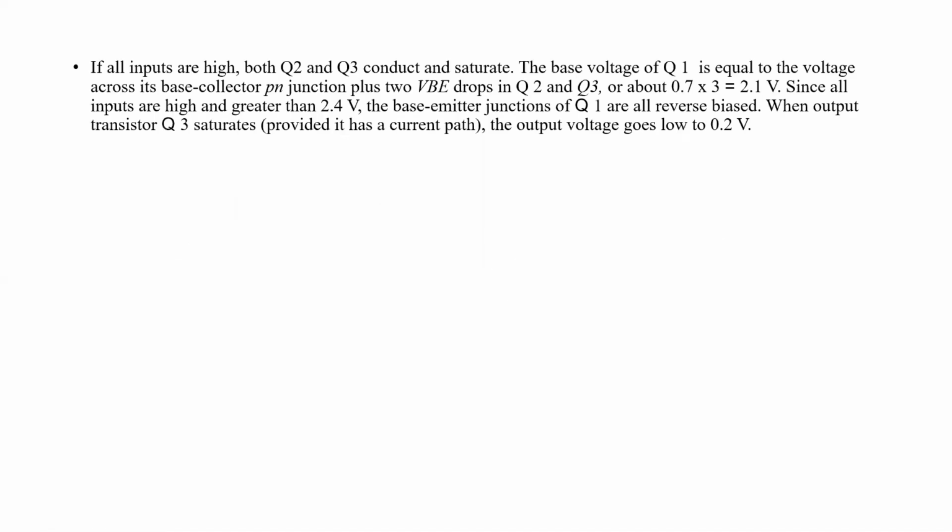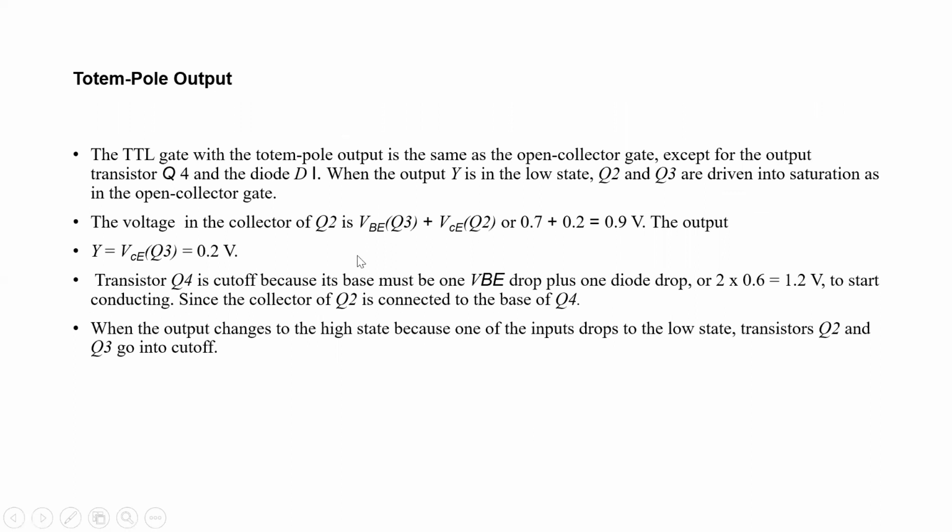Next, we are going to see the totem pole output. The TTL gate with the totem pole output is the same as the open collector, except for the output transistor Q4 and the diode D1. When the output Y is in low state, transistors Q2 and Q3 are driven into saturation in the open collector state.